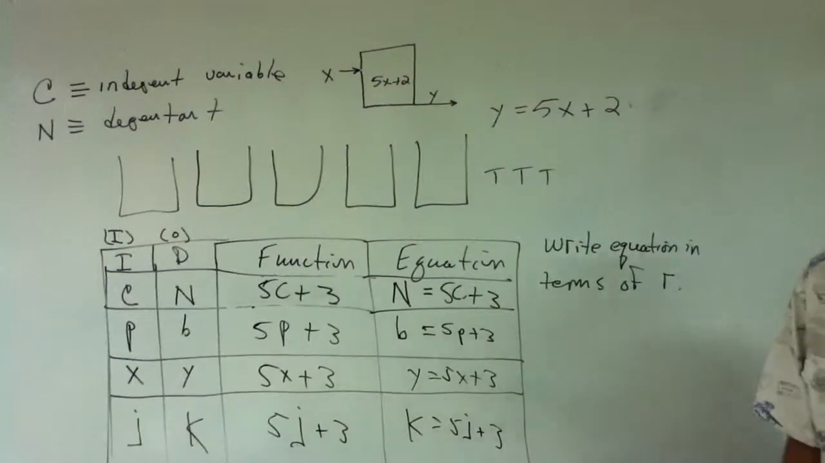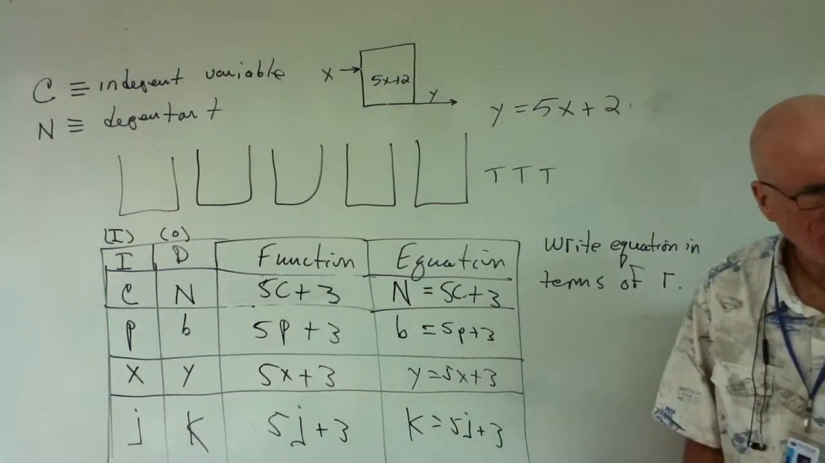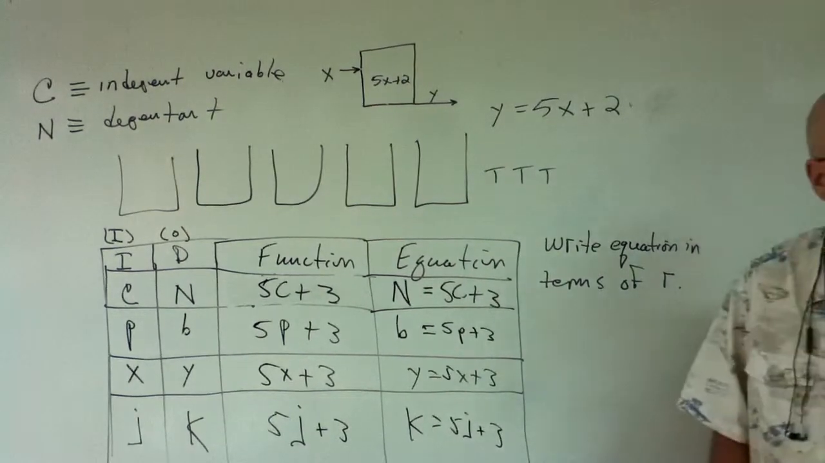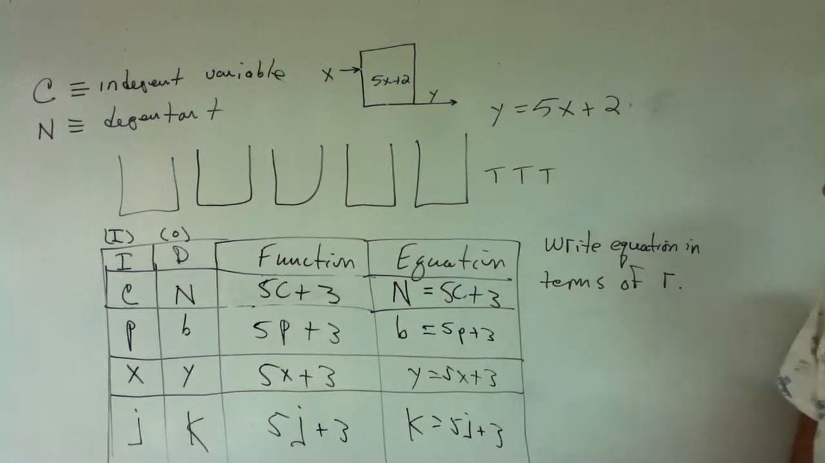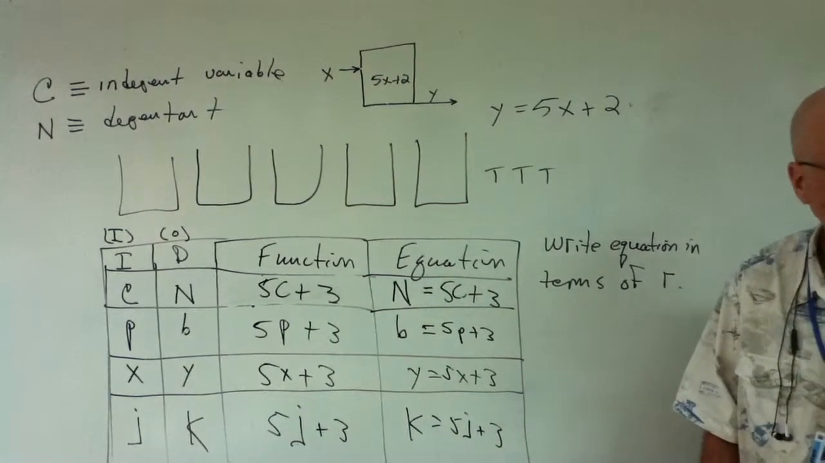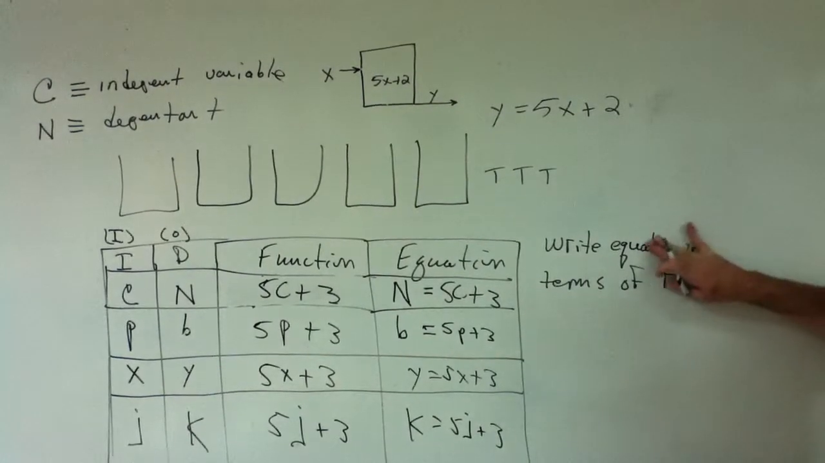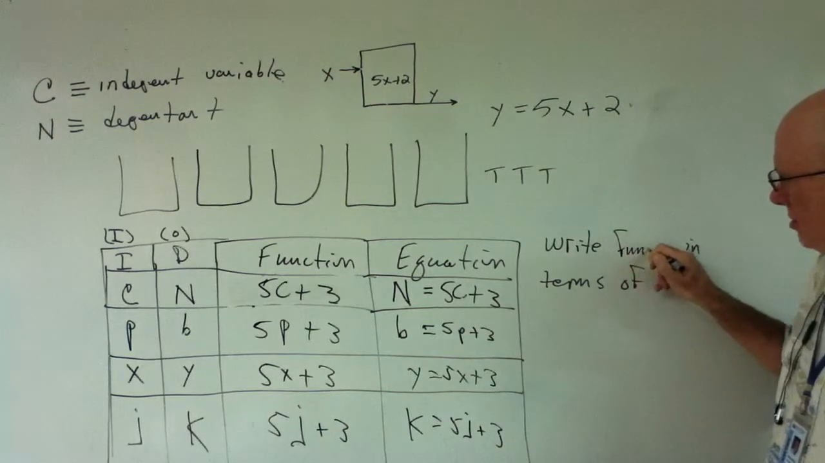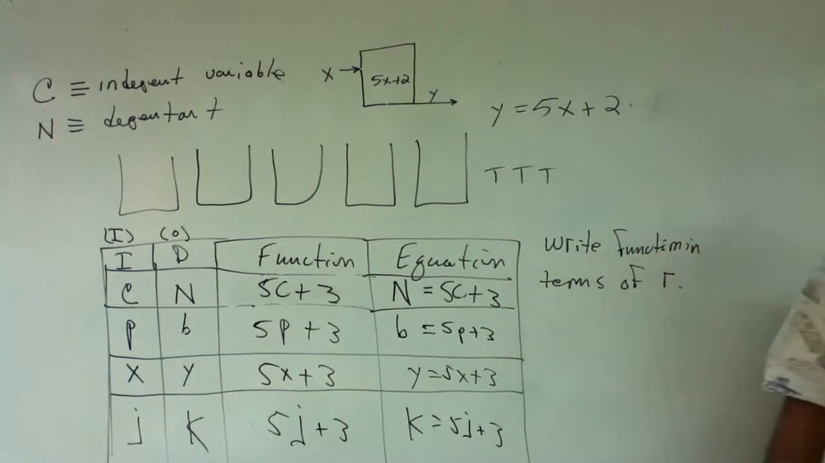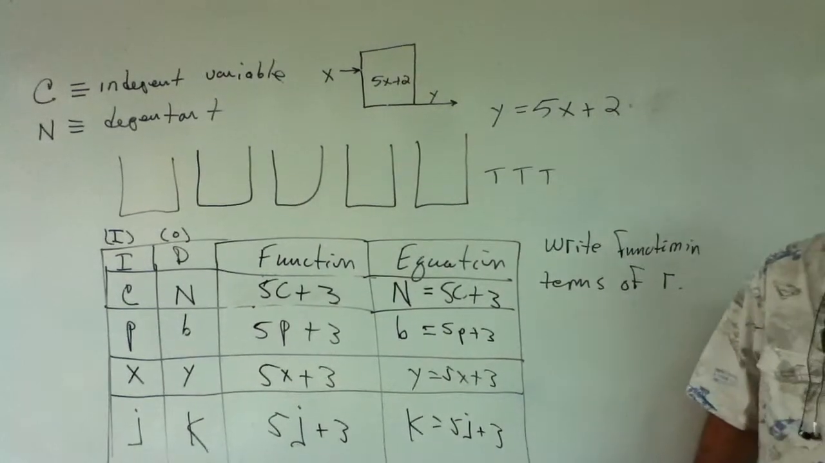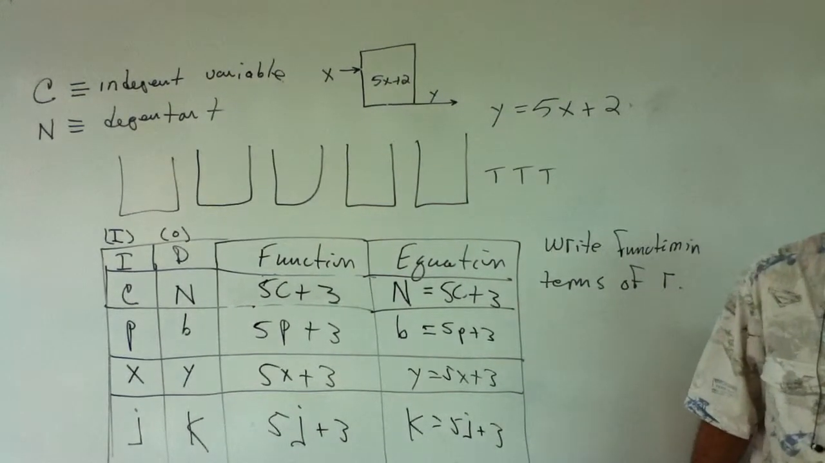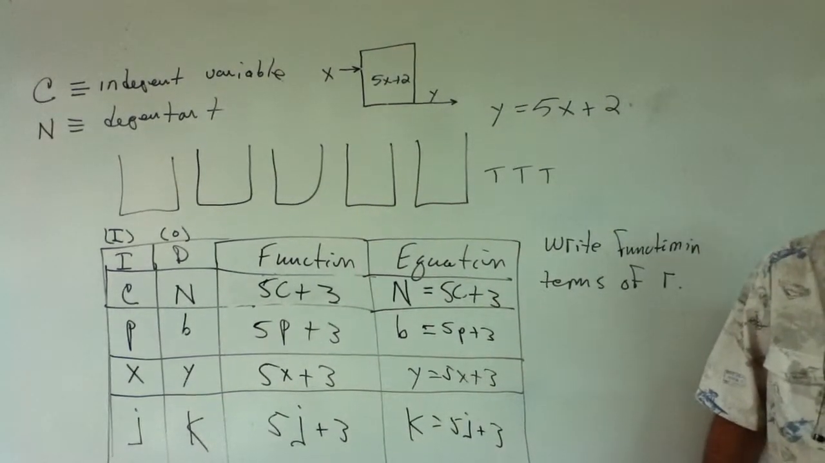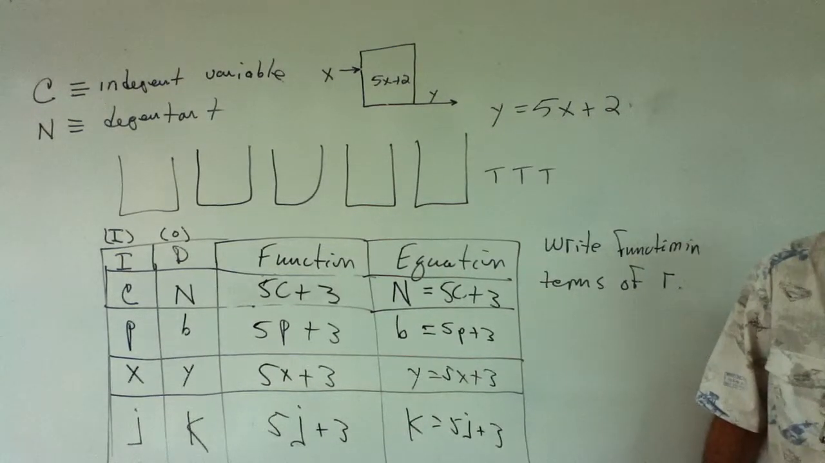Now here's some more language for you. Let's say the function is written in terms of R. What does that mean? The function, or the equation, is written in terms of R. In other words, I use R instead of C, P, X, or J. That's all. I'm writing it in terms of R. What does it mean? I'm writing something in terms of R.